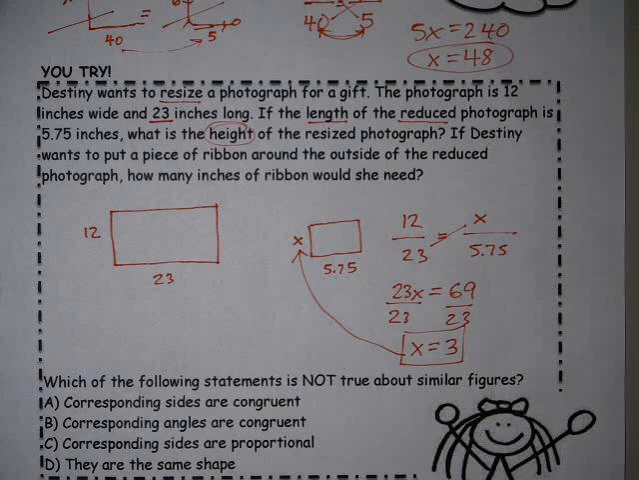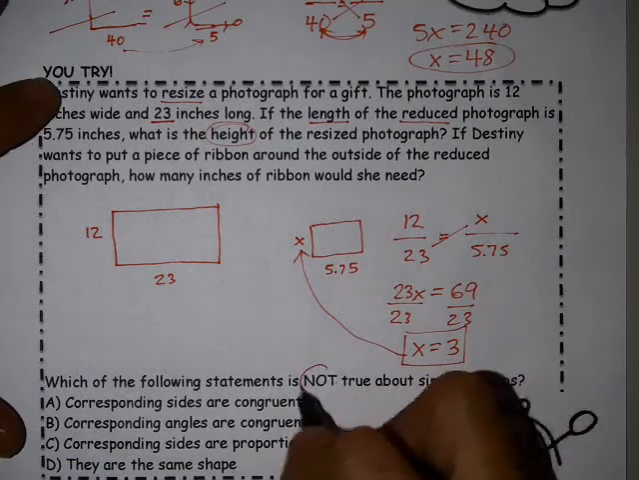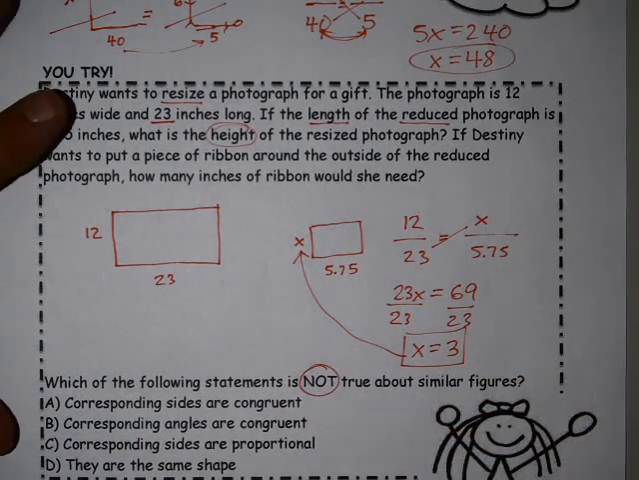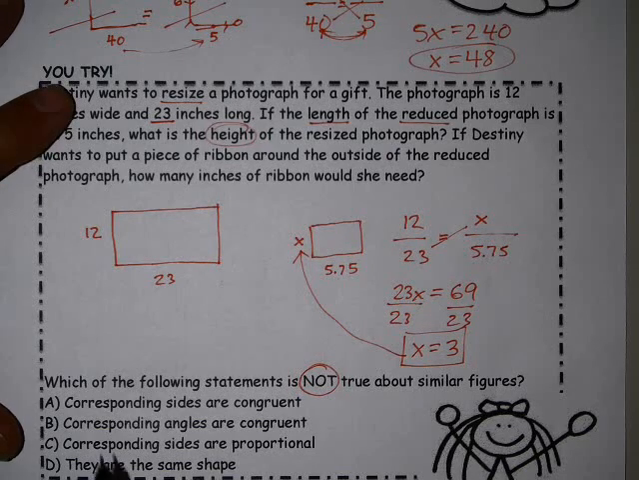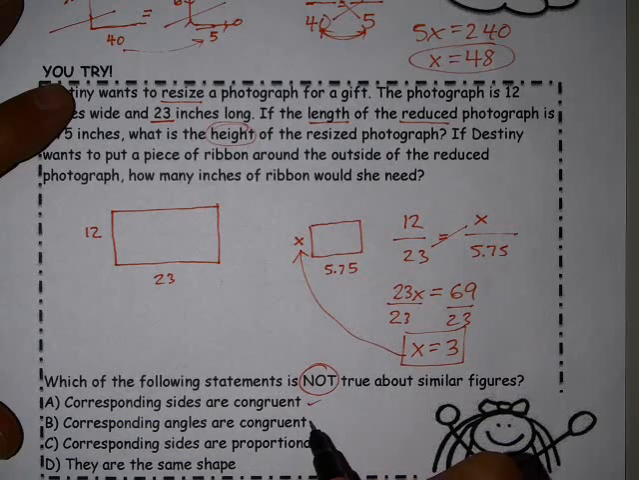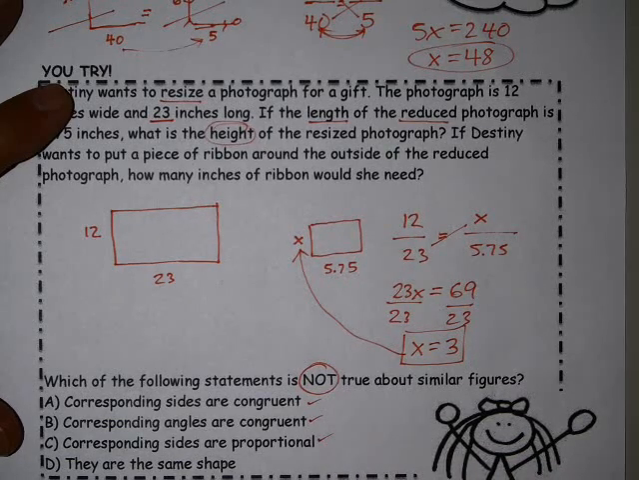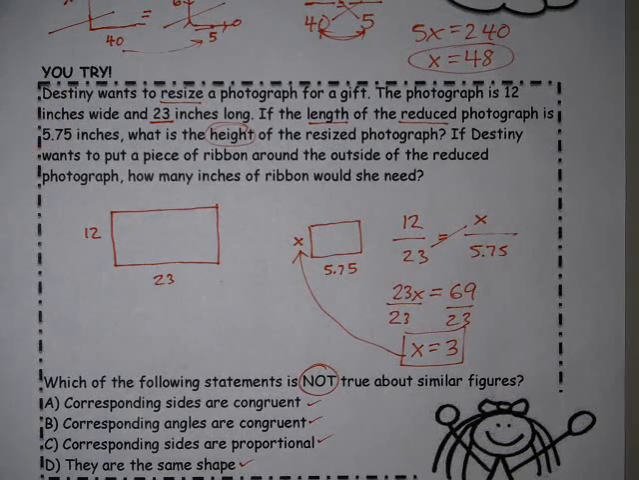Okay? Last thing, which of the following statements is not true about similar figures? Not true. Are corresponding sides congruent? Yep. Are corresponding angles congruent? Yes, they are. Are corresponding sides proportional? Yep. And they are the same shape. Well, look at that. We got all 4 of these. So what are we supposed to do here?